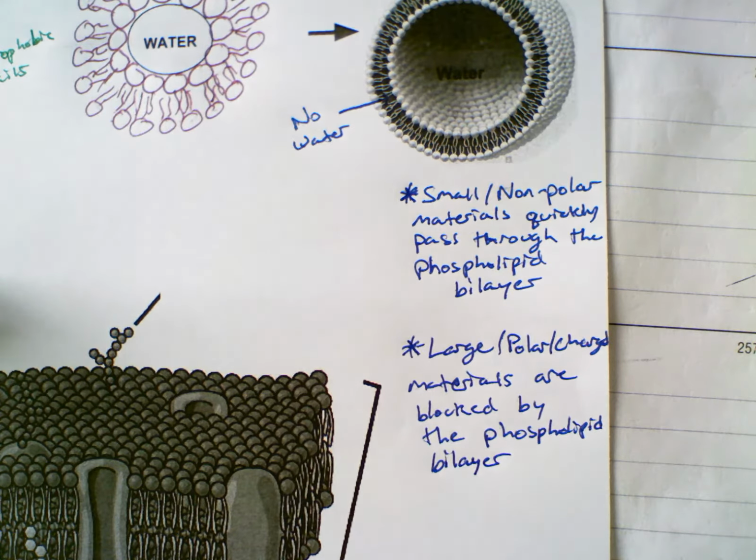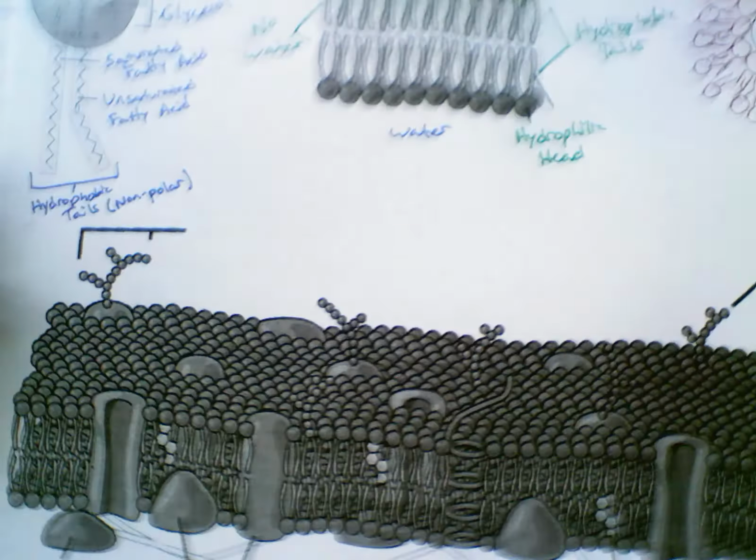Okay. So the question then becomes, how do we get these large polar charged things into and out of the cells? So like glucose and amino acids and other things that have to get in and out. And this is where we have to have a better understanding of the cell membrane. It's not just a phospholipid bilayer. There's other stuff going on. So now we're going to move to this big chart here at the bottom.